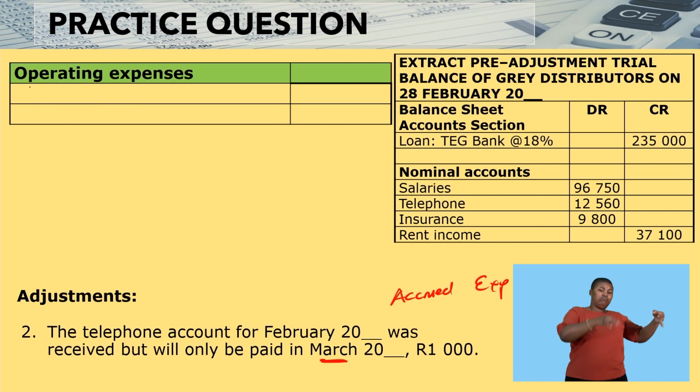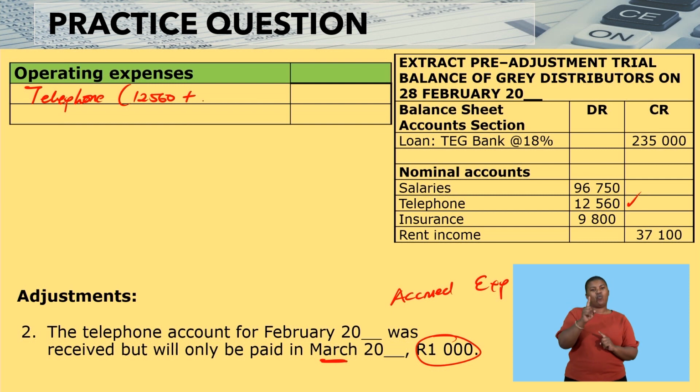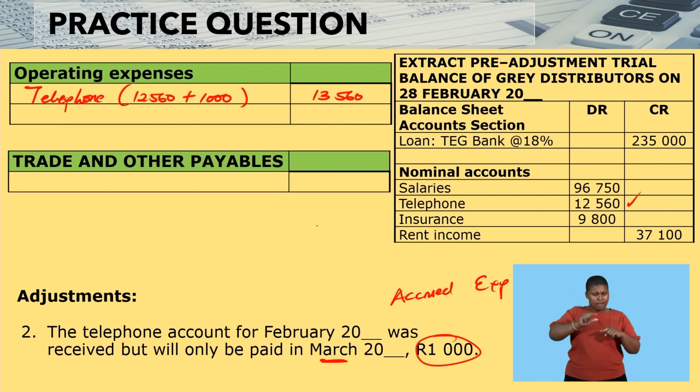So I'll come here and say telephone. I'll bring the amount from the list of balances, which is 12,560. Then I'll add the amount that is owing, 1,000, so I'll say plus 1,000. This would then give me 13,560.